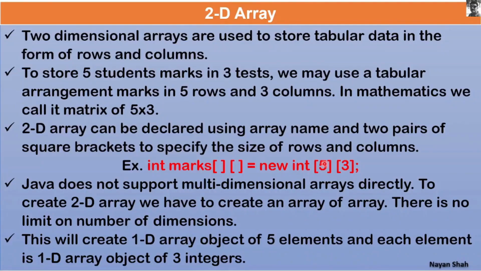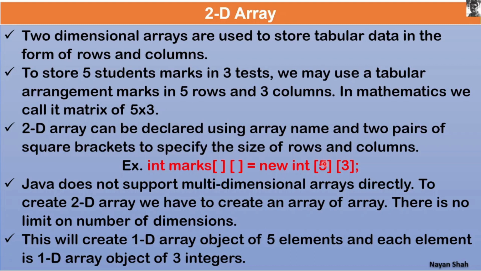Two-dimensional arrays are used to store tabular data in the form of rows and columns. When you want to store something in the form of rows and columns, the best use of a two-dimensional array can be applied. You create a two-dimensional array where there are a number of rows and each row is divided into a number of columns.